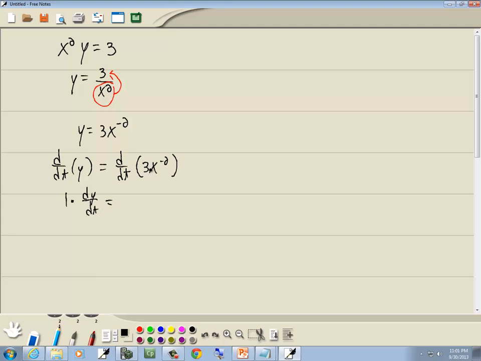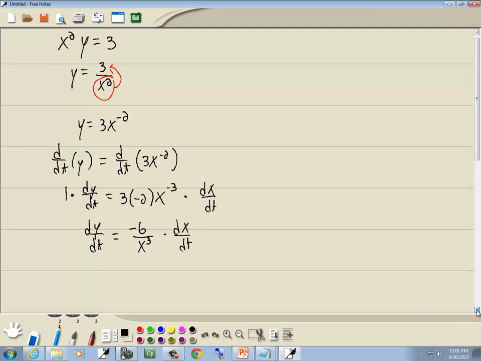Now over here, we take the derivative just like normal. Derivative of 3x to the negative 2. Take your power, put it out in front. So we've got 3 times negative 2, and lower your power by 1. It becomes x to the negative 3. But we are taking the derivative with respect to t, and it's really an x. So we have to add on our dx/dt. Okay, so we got dy/dt is equal to 3 times negative 2 is negative 6, and we'll take the x to the negative 3 back down to the denominator. It becomes x to the positive 3 times dx/dt. So that's the formula we're working with.